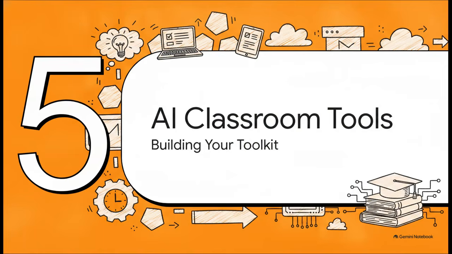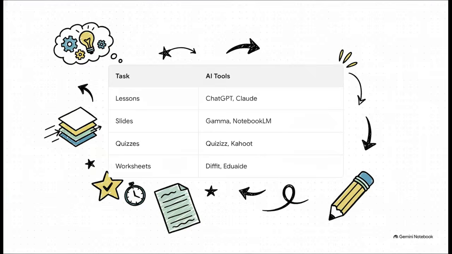Next up, Section 5, AI tools for your classroom, where we start building your toolkit. Okay, so now that you know how to talk to these systems, where do you actually go? Feel free to pause this explainer and screenshot this because this is your ultimate starter toolkit. Need to brainstorm a lesson plan? Head over to ChatGPT, Magic School, or Claude. Want to generate a slide deck in seconds? Gamma AI or NotebookLM are amazing for that. For engaging assessments, you've got Quizzes AI and Kahoot AI. And for customizing reading materials or generating worksheets, you definitely want to look into Diffit or eduaid.ai.